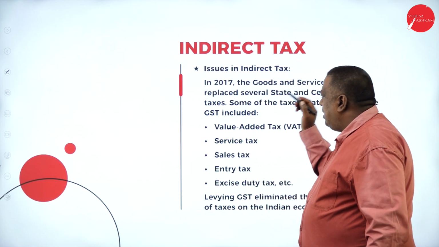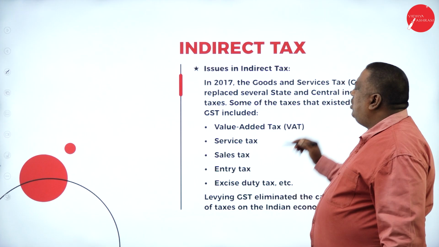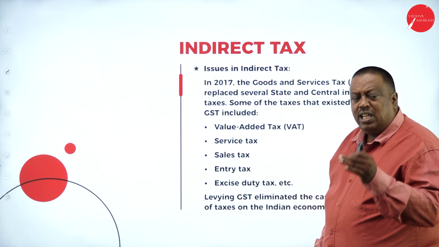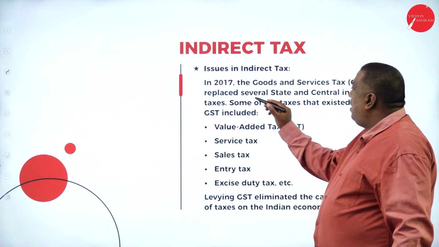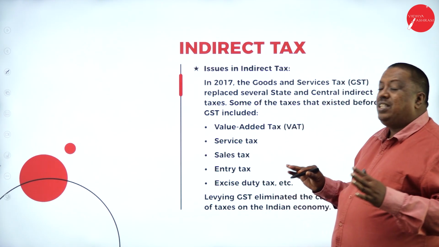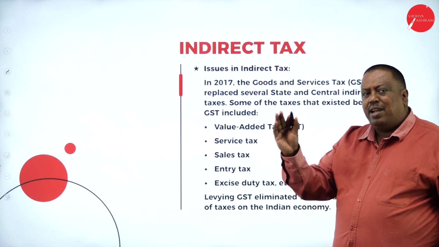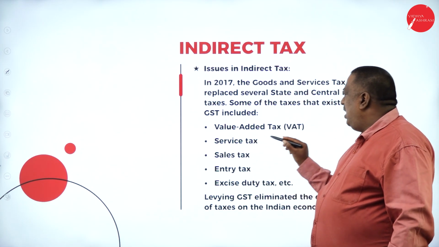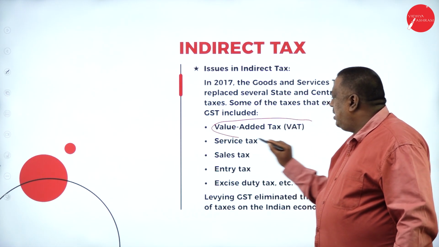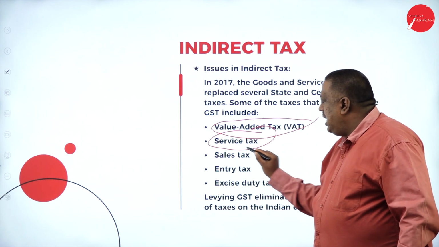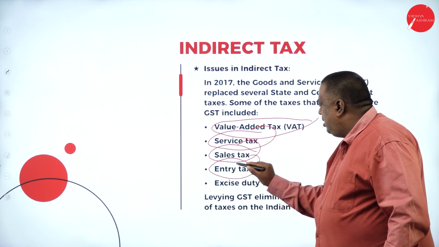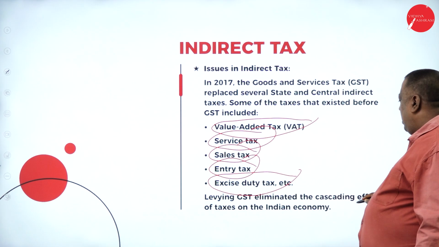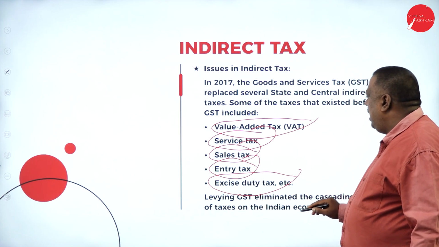Issues in indirect tax. In 2017, GST was brought in. It replaced nearly 17 concepts of taxes, merged together and framed as one concept, goods and services tax. They merged value-added tax, service tax, sales tax, entry tax, and excise duty tax. Levying GST eliminated the cascading effect of tax on the Indian economy.